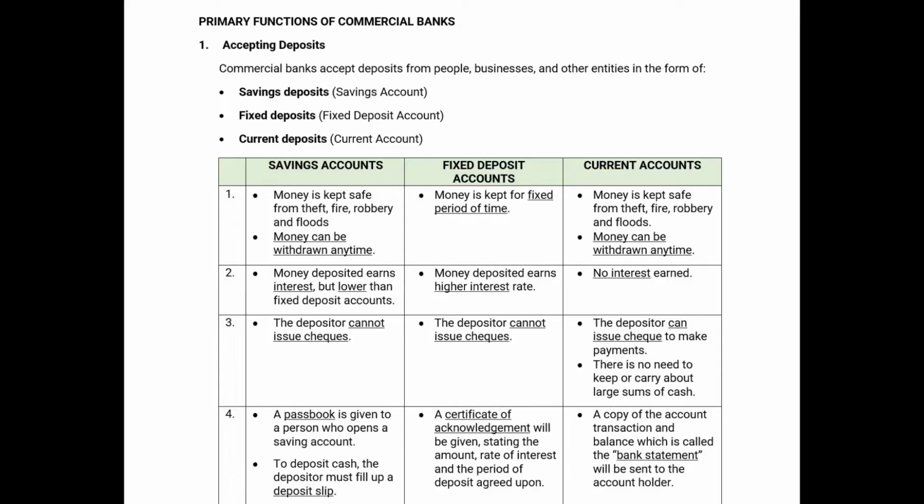Okay, so the other day we talked about the primary functions of a bank, right? We have already covered one of the functions of the bank, which is to accept deposits. So you can deposit money into the bank in three ways. You can do it in the form of a savings account, FD, or what we call a fixed deposit account, or a current account, whereby you can issue the check. So this is one of the functions of the bank: to accept the deposit.